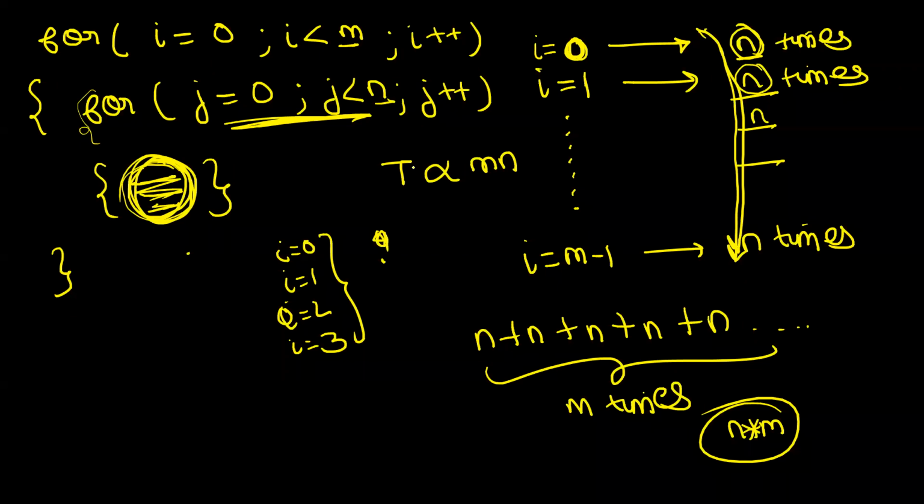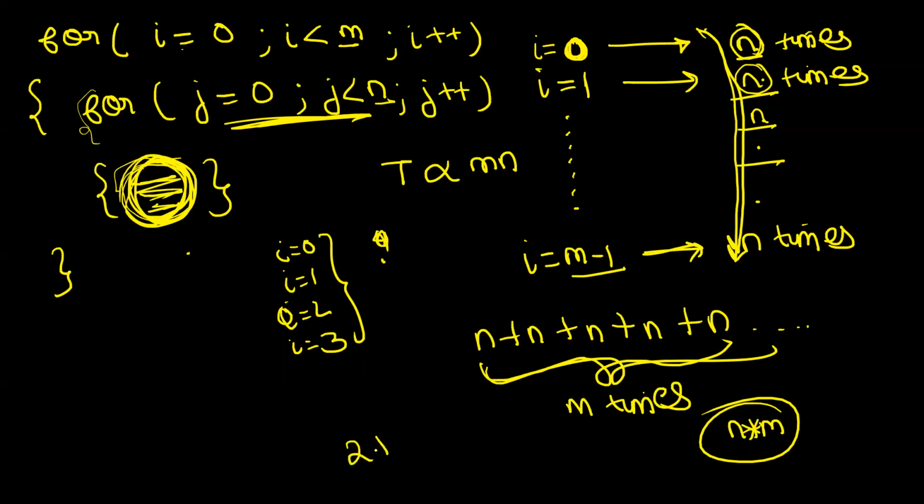Now, continuing like this, the last value that i will take is m minus 1 and the inner loop will run for n times. So how many times has this operation run in total? n plus n plus n plus n plus n. So how many times are you adding n? m different times, for i equal to 0, 1, 2 till m minus 1. So for m different values of i, you are adding n.